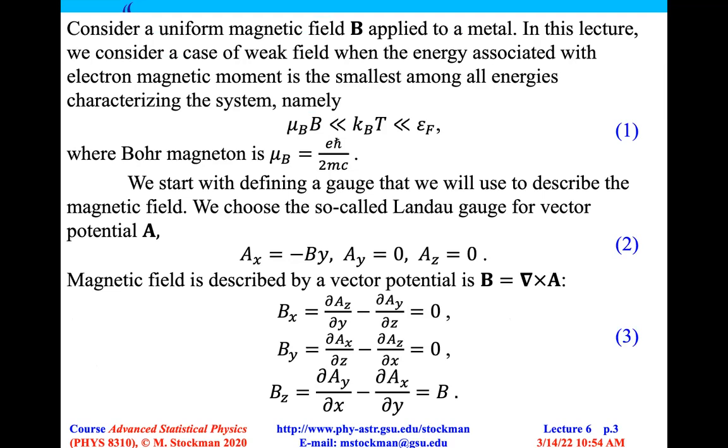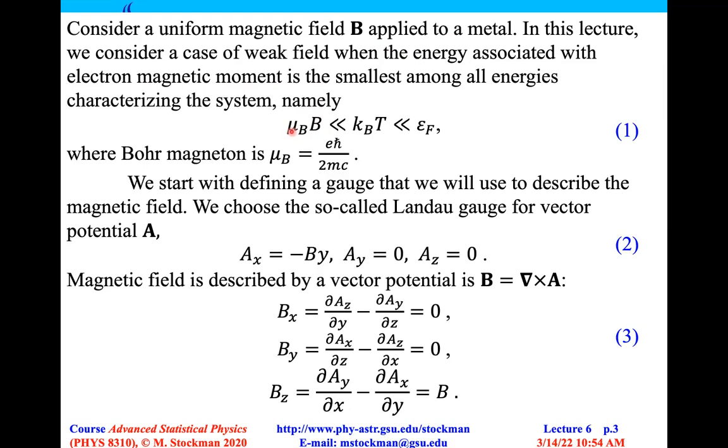Let us consider a uniform magnetic field applied to a metal. A metal is a system that we model, simulate as a free electron gas. In this lecture, we consider a case of weak field. This is a case when the energy associated with the magnetic moment is the smallest among all energies characterizing this system. Specifically, this magnetic energy.